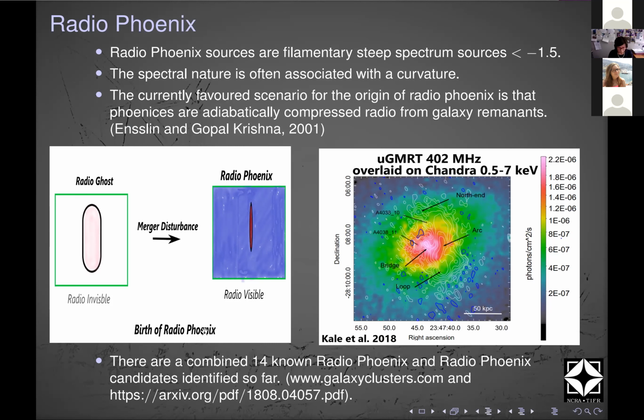There are a combined 14 known radio phoenix and phoenix candidates so far, out of which two have been modeled, and one can find the list through the given links. Finally, the takeaway point is that radio galaxy remnants form an important component of the IGM. And as we know, cluster merger is itself a continuous and energetic process which drives shock waves in the environment. This gives rise to shock compressed rebirth of radio galaxy remnants, making radio phoenix an important tracer of turbulent activities in the cluster.